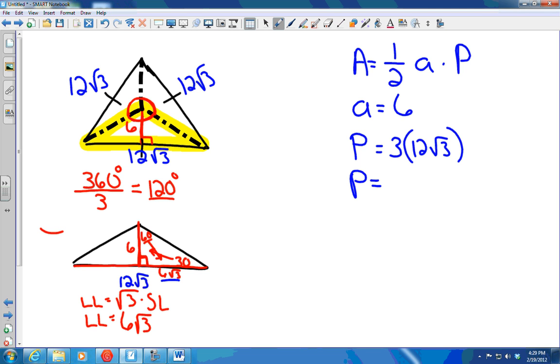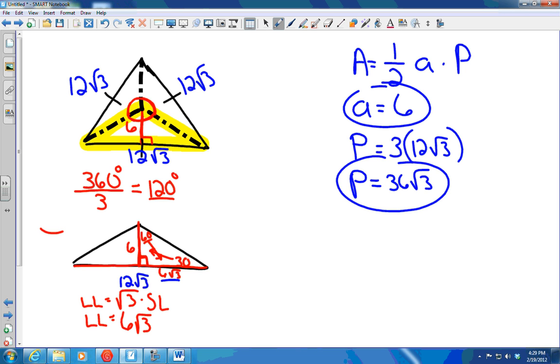So my perimeter is going to be 3 times 12 is 36 times the square root of 3. And I'm ready to plug this all into my formula because I have the apothem and I have the perimeter. And my formula is area equals 1/2 apothem, 6, times the perimeter, 36, times the square root of 3.